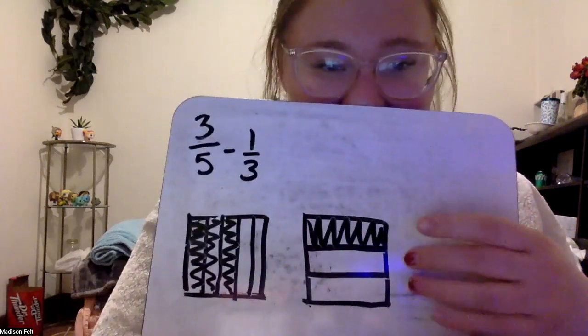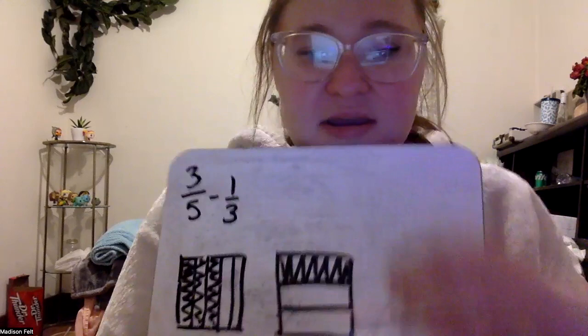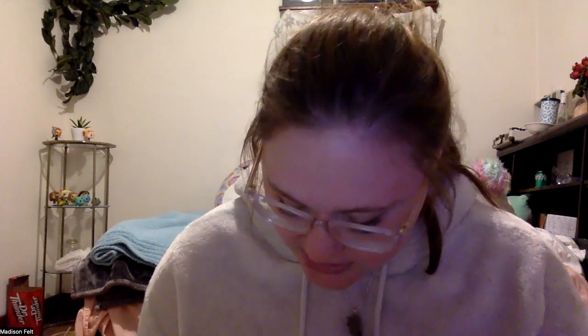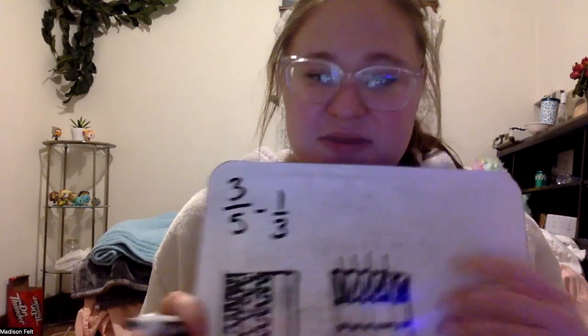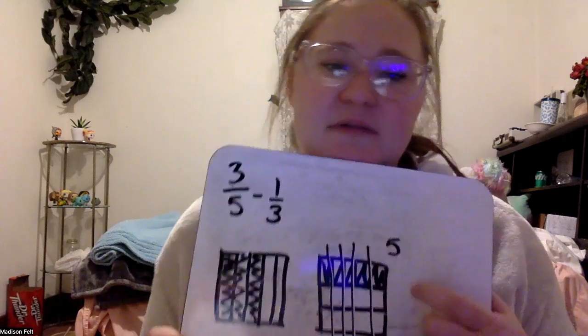So first, what I like to do is partition the horizontal one and combine that with the vertical numbers, just so you can see how many fifths are in a third. So I'll partition these into fifths, like so. It's a lot more helpful to have a different color, but I don't, so I'm just going to make these lines longer. So as we can see, these are split into 5. So there are 5 of those fifths in a third.